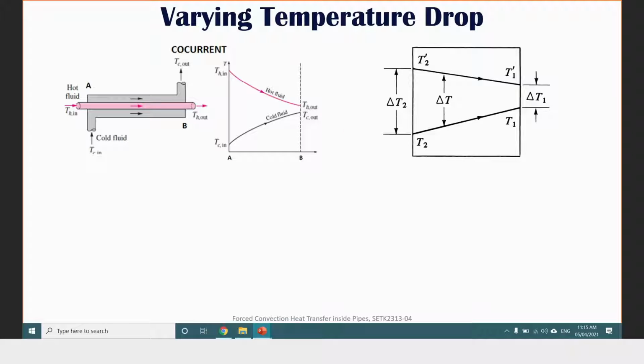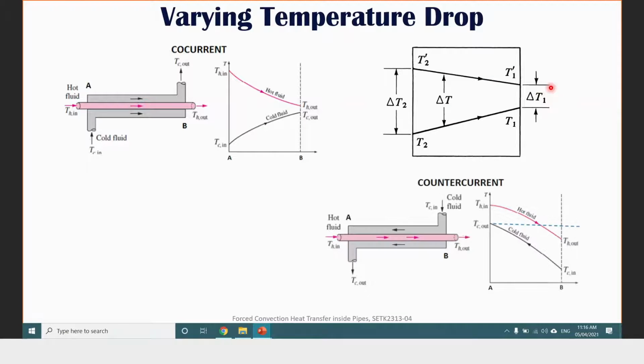We can represent this by delta T1 and delta T2. So this is for a co-current flow. This is temperature 2 at the beginning, and then the temperature of fluid 2 when it comes out, and of course the same thing for T1.